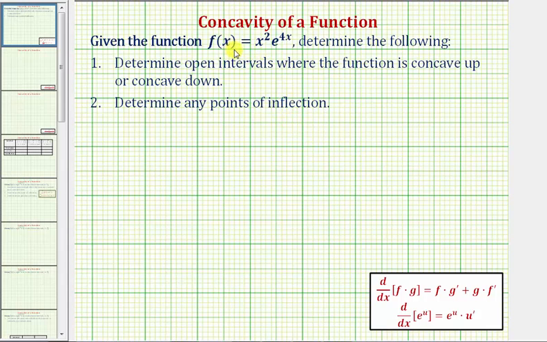second derivative of the given function, where any possible points of inflection will occur where the second derivative is equal to 0 or undefined. And over an interval, if the second derivative is positive, the function is concave up. And if the second derivative is negative over an interval, the function is concave down.